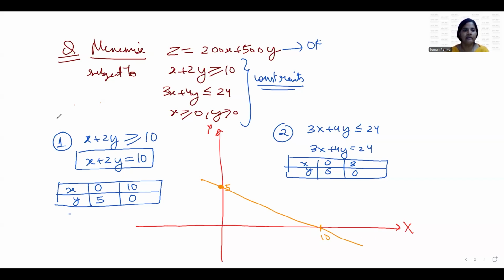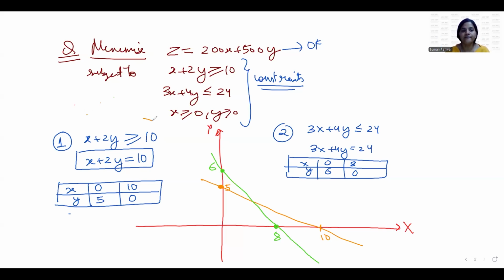And then we have this one, 3x plus 4y equals 24, x is 0, y is 6. So somewhere over here, and x is 8, y is 0. So somewhere over here. So I will have a line like this. Okay. Now, what we have to do next is shade the inequality.